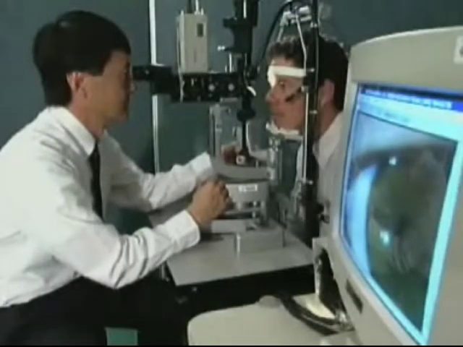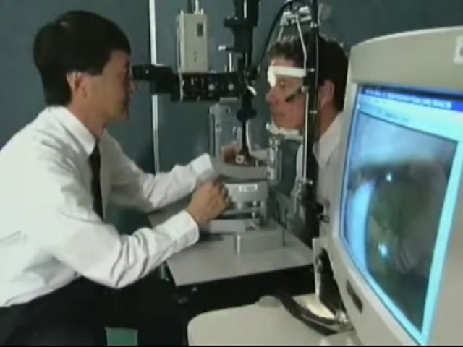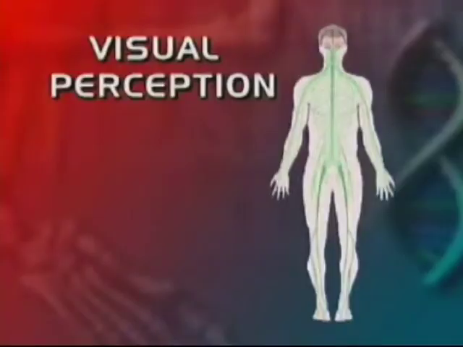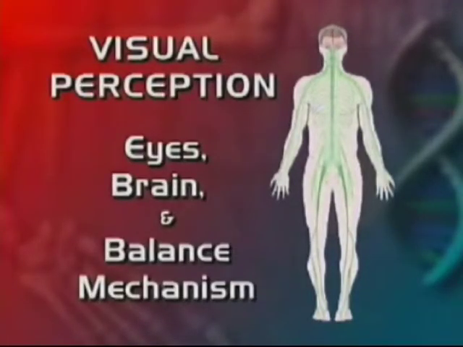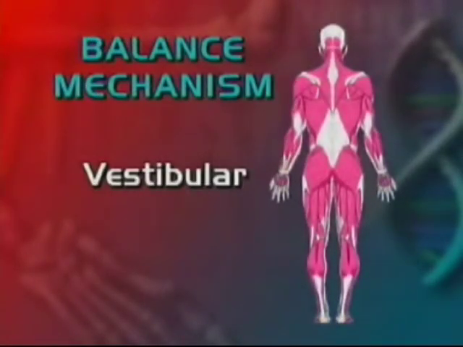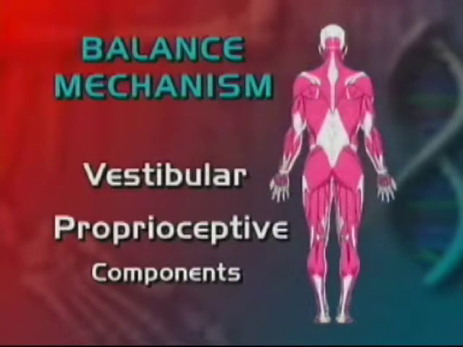Do you realize that even though you may have perfect vision, you may not be seeing the whole picture? Visual perception involves your eyes, brain, and balance mechanism. The balance mechanism and its vestibular and proprioceptive components were discussed in the first module on spatial disorientation.